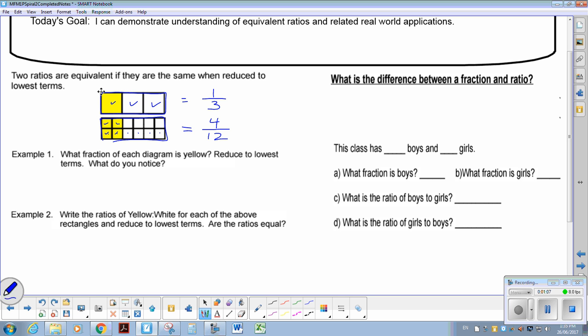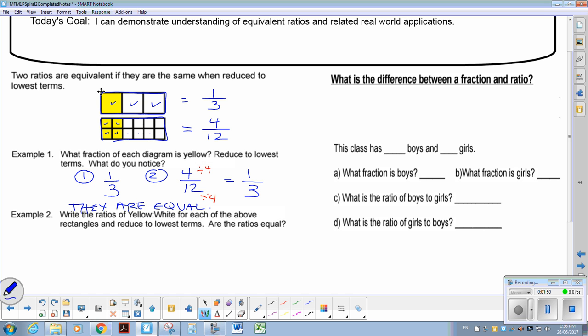So example 1. What fraction of each diagram is yellow? Well, we said already the first one, so number 1, was 1/3. The second one was 4/12. Now, this is a fraction that can be reduced to lowest terms. I know I can divide the top by 4 and the bottom by 4 evenly. 4 divided by 4 is 1. 12 divided by 4 is 3. So what do we notice? They are equal. So both of them represent 1/3.